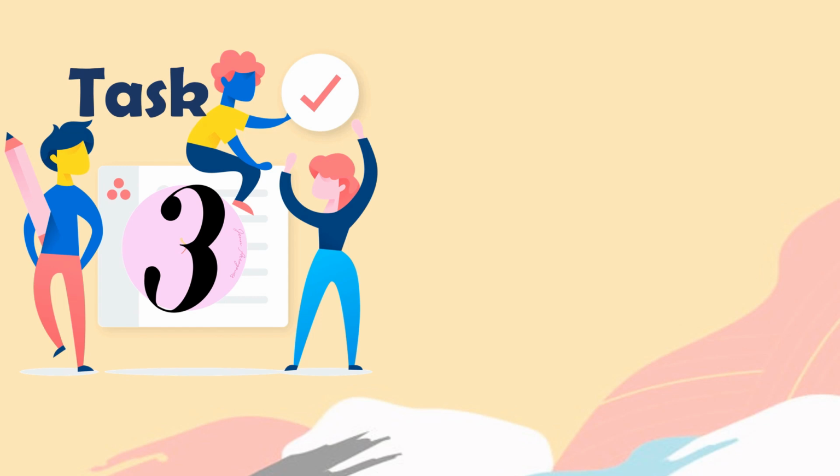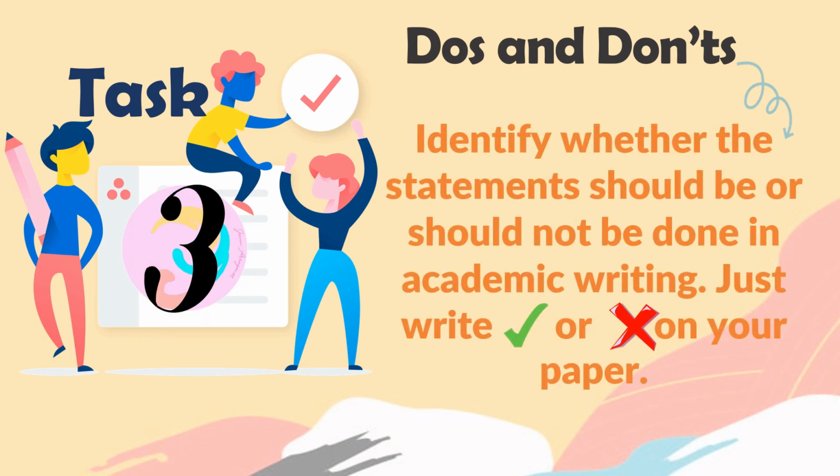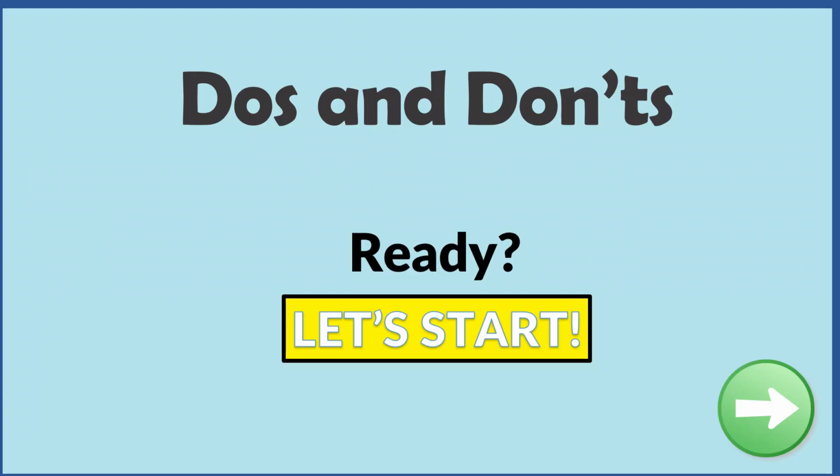Now that you know the details about academic writing and its features, let's have a short test. Do's and don'ts. All you need to do is to identify whether the statement should or should not be done in academic writing. Just write check if yes and X if not on your paper. Ready? Let's start.